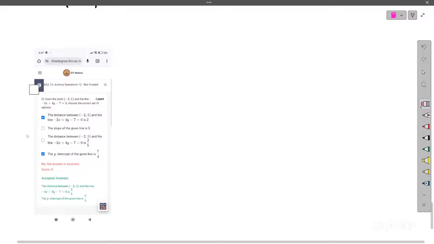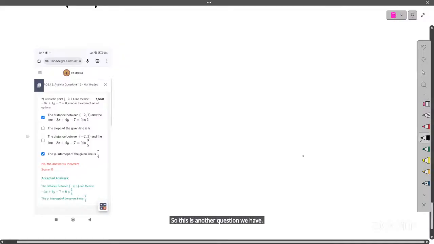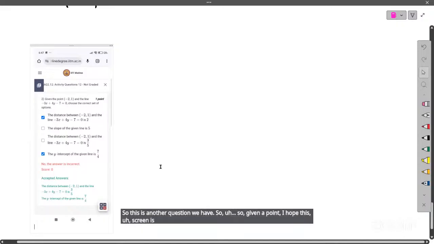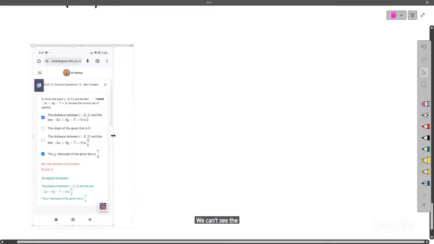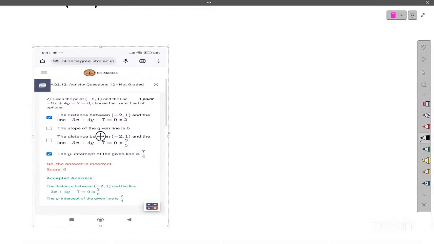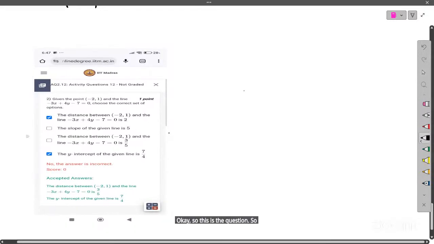So this is another question we have. Given a point, I hope this screen is visible to everyone, right? Yes, ma'am, we can see the question. Okay, so this is the question. Given a point and a line, choose the correct distance of the point and the line.